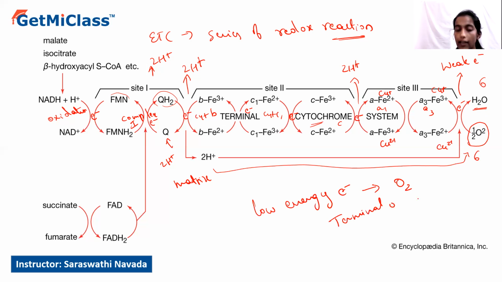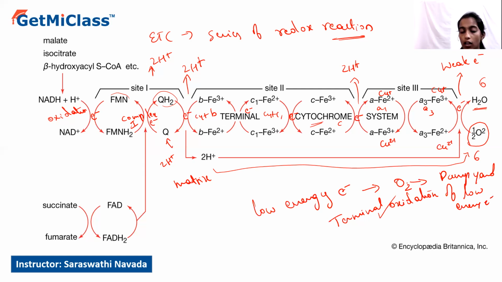and here the oxygen is considered as the dump yard of low energy electrons. That is because further these electrons cannot be reduced. So hence the oxygen acts as a terminal electron acceptor, and the process is called terminal oxidation. And as all the low energy electrons are accepted by the oxygen to form a water molecule, oxygen is also considered as the dump yard of low energy electrons. So that is with respect to the NADH molecule.